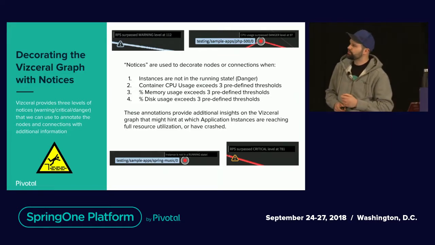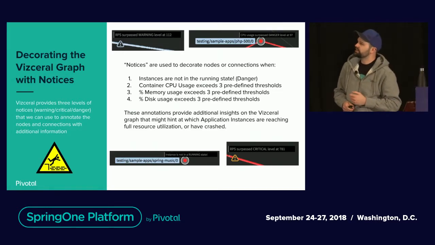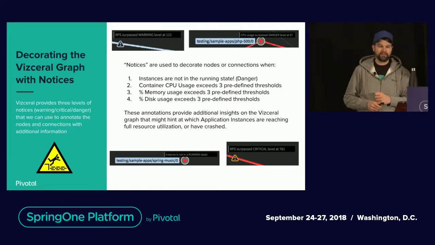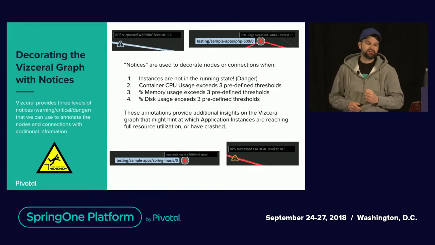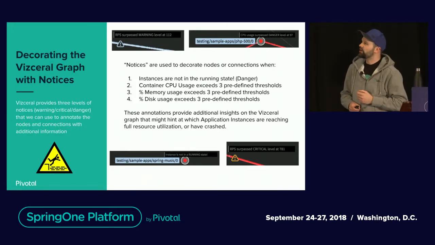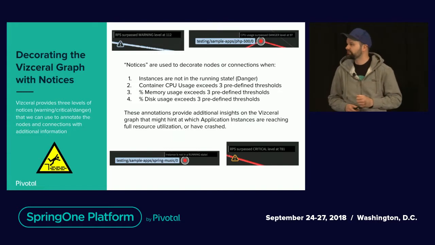For the purposes of this prototype, we've implemented a couple of notices. The first one is check to see that the instances are in a running state. Make sure they didn't crash. We also have 3 predefined thresholds for container CPU, % memory used, and % disk used in the container. And all of these we think are early warning signs that perhaps something could be going wrong in the container or your app isn't quite running the way you think it is.